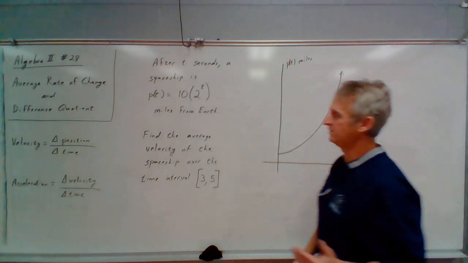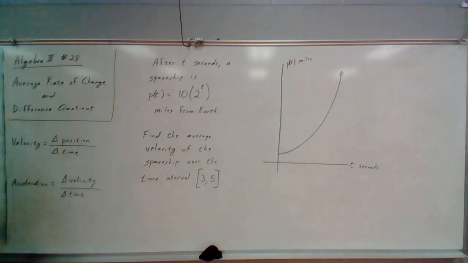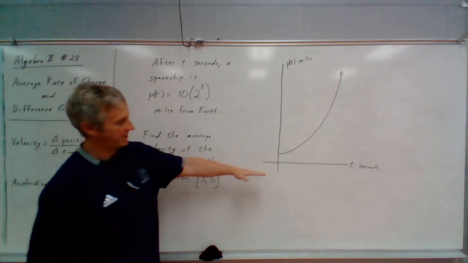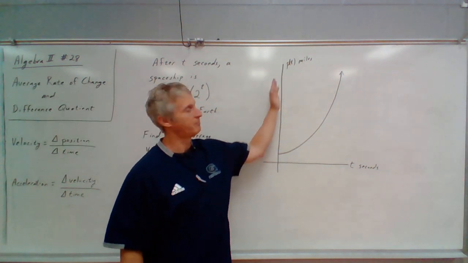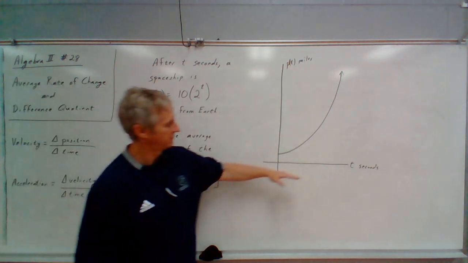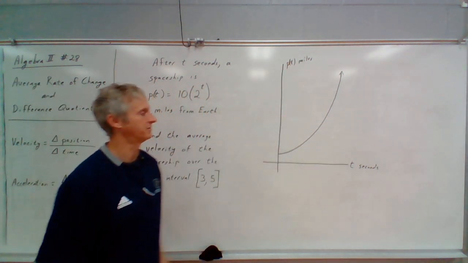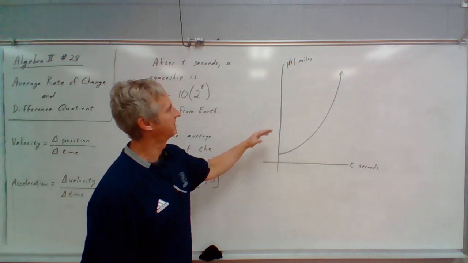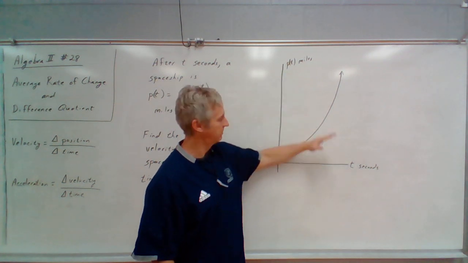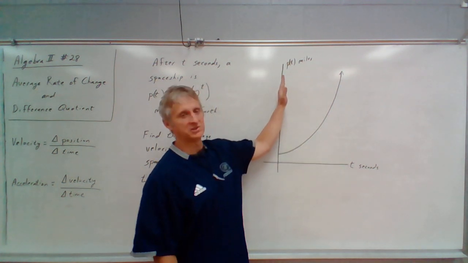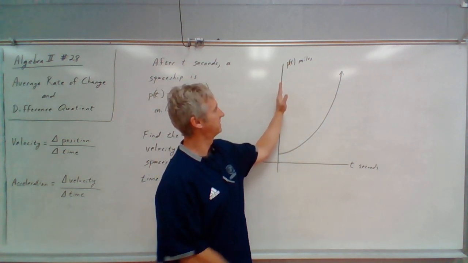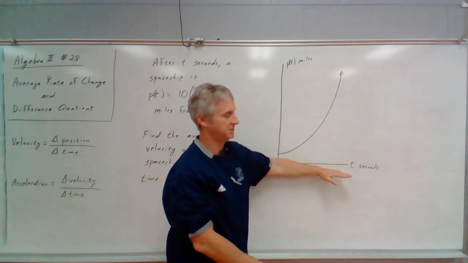All right, recall that velocity is the change in position over the change in time. So here on this graph, I've graphed this equation for you. On this graph, I have seconds on the horizontal axis and miles on the vertical axis. I have time here, position here. So if I found the slope of this curve, or the slope of a secant line here, I would have the change in y over the change in x. I would have the change in miles over the change in seconds. Or I would have the change in position over the change in time.